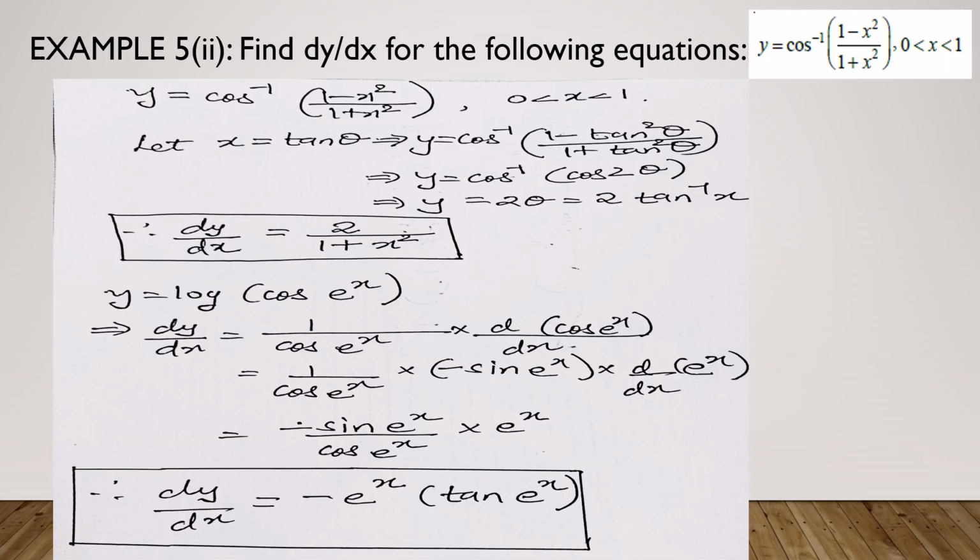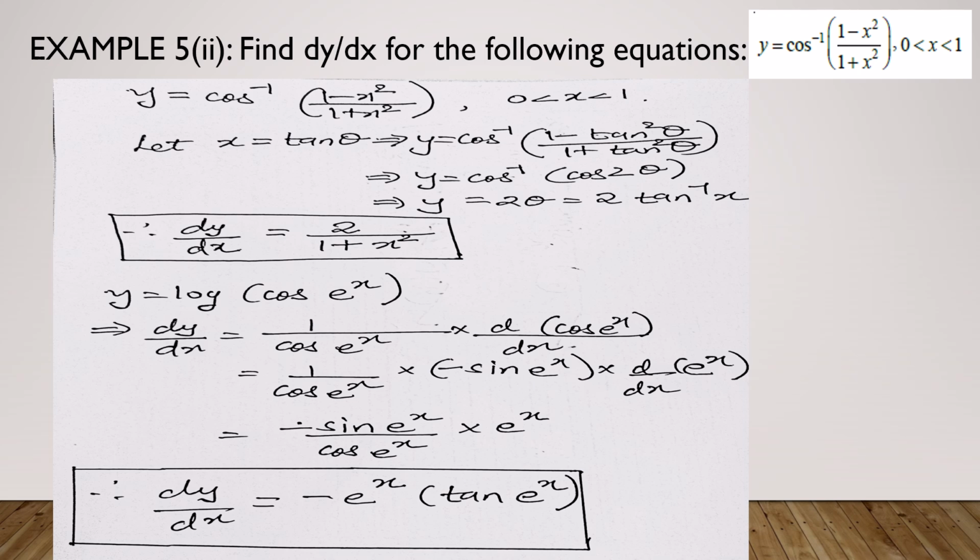Next equation. You have to find the derivative of cos inverse of 1 minus x square upon 1 plus x square, where x is between 0 and 1. Now see, for these types of examples, looking at the example, you need to decide what you will substitute for x. So here you will take x as tan of theta. What is the reason? Because you know 1 minus tan square upon 1 plus tan square is cos 2 theta. Correct? So this should be done looking at the example.